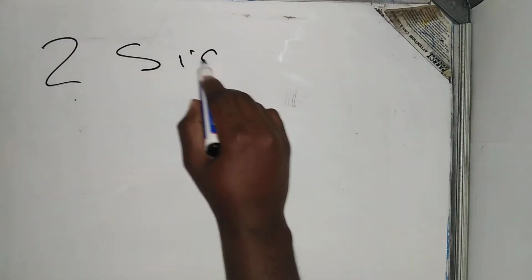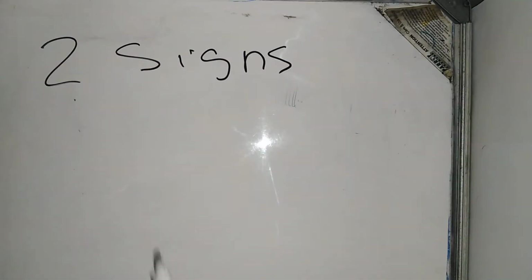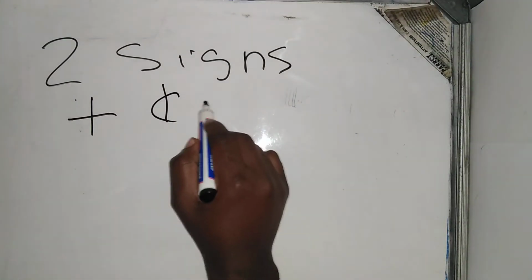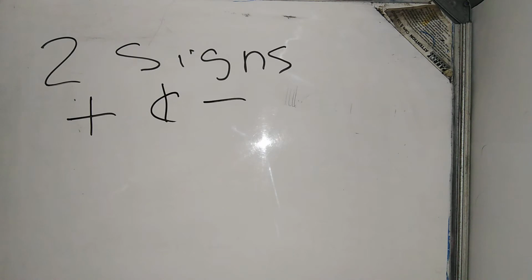When it comes to signs, ladies and gentlemen, there are two signs that we have. Two signs. Now, what are those signs? Those are positive and what? And negative. Okay. Now, how do you see which sign belongs to a number? Before I even go there, I want to put it on record that each and every number has a sign associated with it.